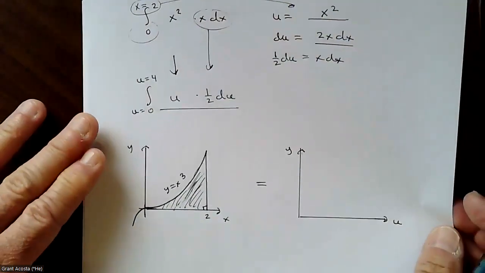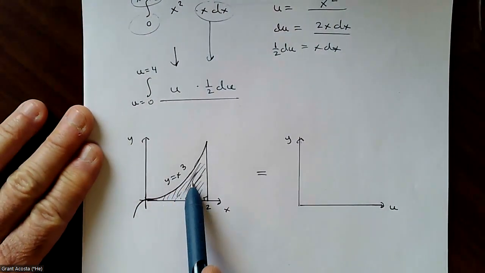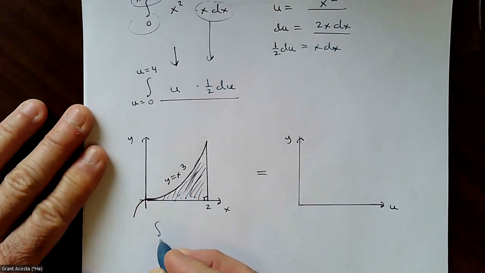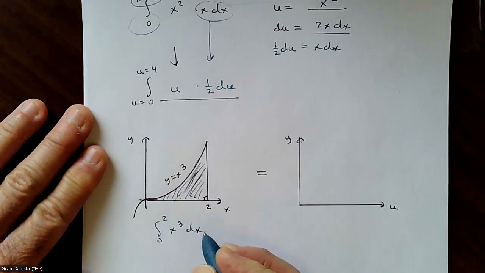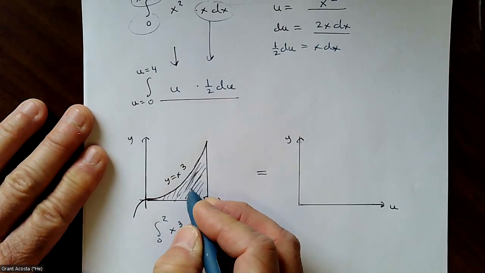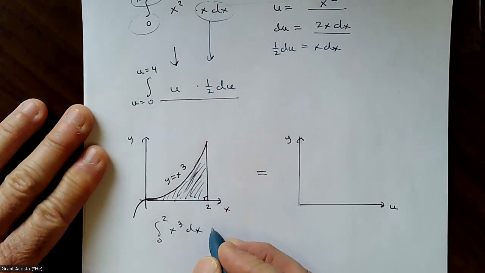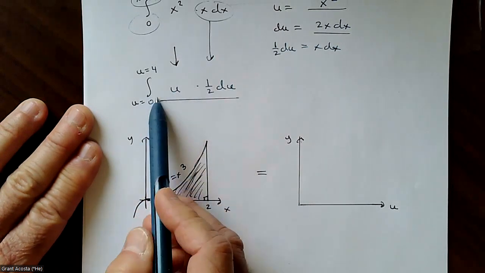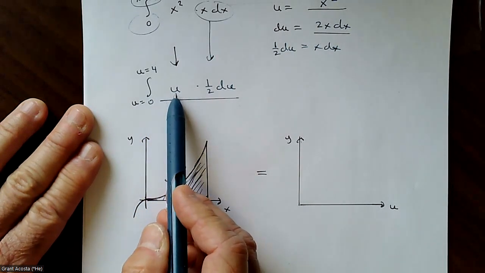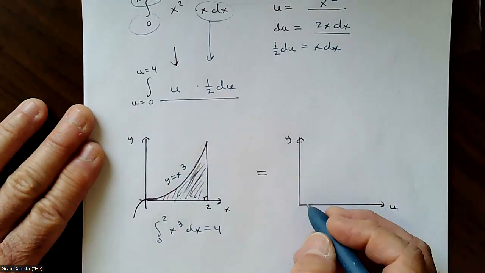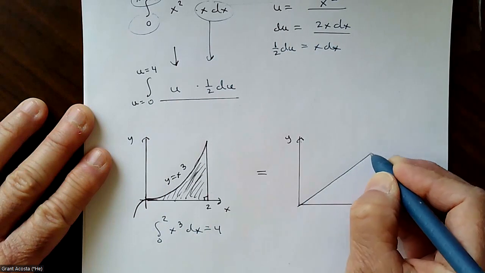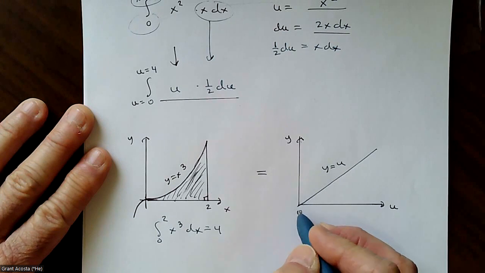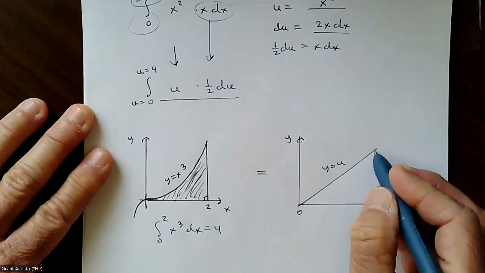which I can think of in terms of area. Here was my original integral, the area under the graph of y equals x cubed from 0 to 2. The value of that integral is 4. Equivalently, if I think about this in terms of area, I could think of this as the area under the graph of y equals u, like y equals x, just a diagonal line here, from u equals 0 to u equals 4.